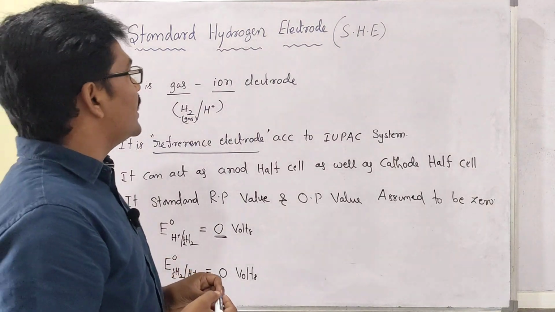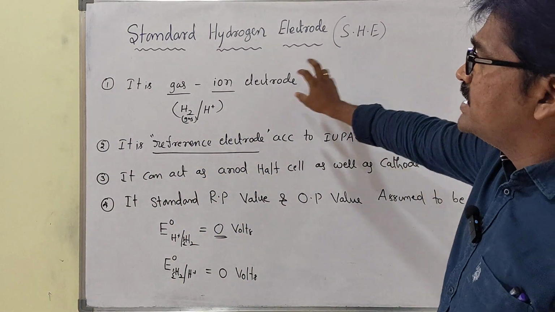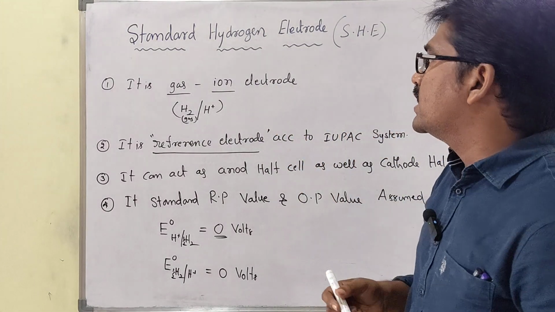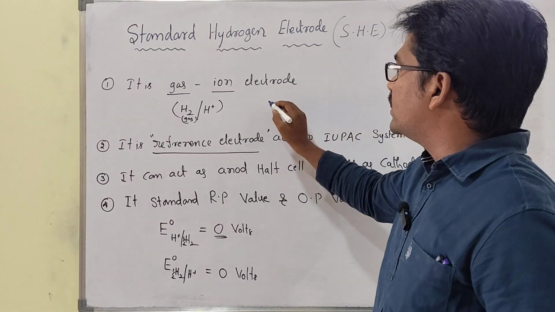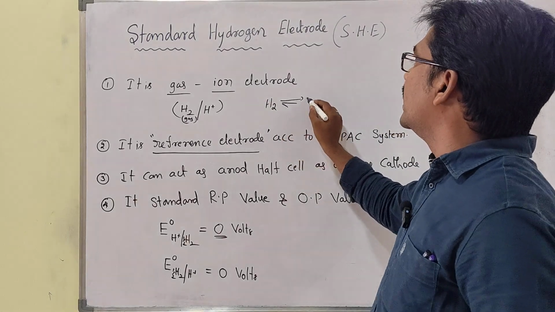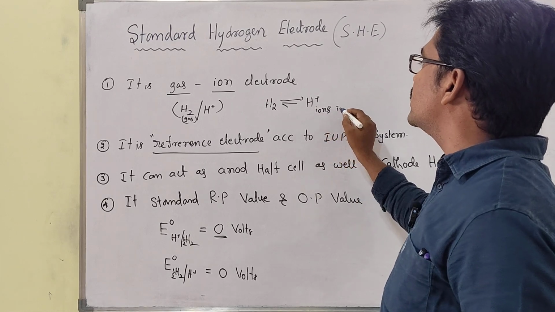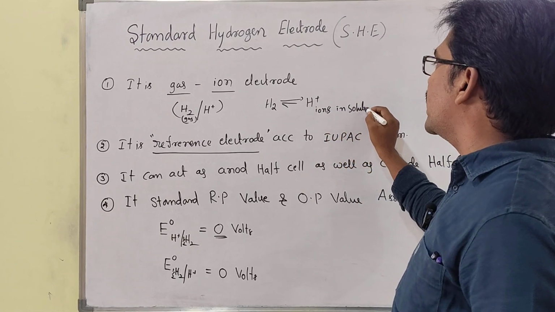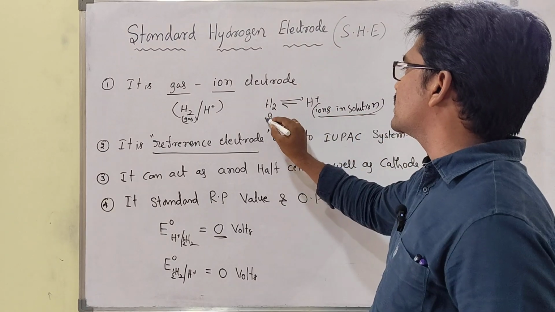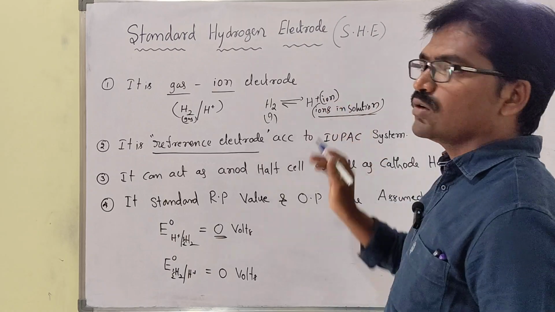So this is about the SHE. What I told about the SHE, first point: it is a gas ion electrode. Why do we call it a gas ion electrode? Here hydrogen gas is in contact, or equilibrium, with the H plus ions in the solution. That's why gas, then ion. So we call it a gas ion electrode.